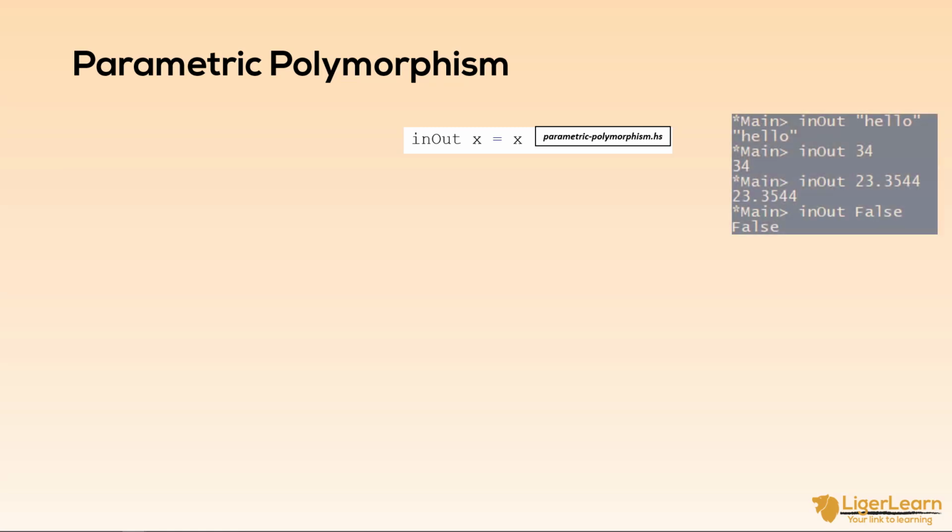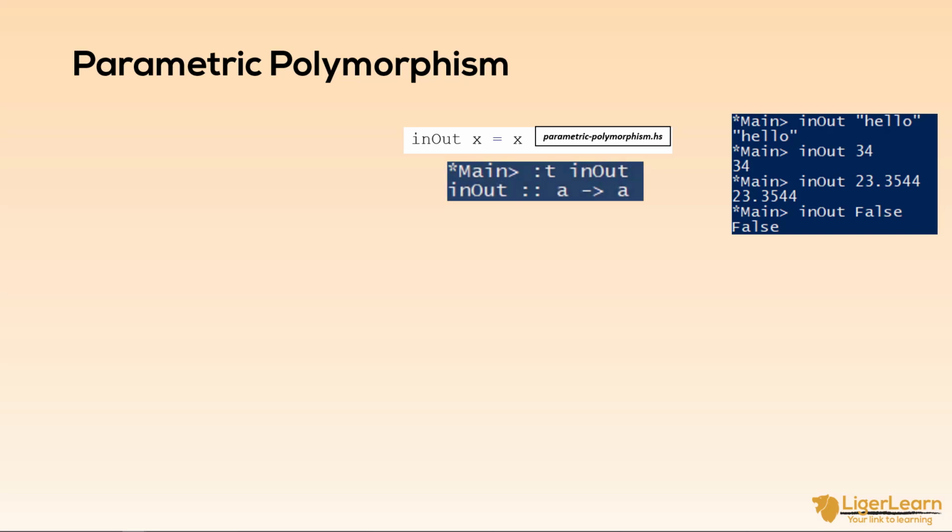And as you can see here, when we call the function with any type, it will return the value that was passed in. Here we are calling it with a string, here we are calling it with an integer, and here a double. And here is a bool. And everything works as expected and the value is returned. The question is, what exactly is the type of this function? Well, let's ask GHCi what it thinks the type is. When we ask for the type of this function, it says it is of type a to a.